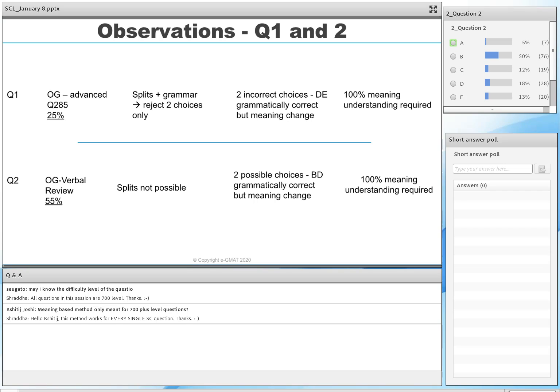All right? Split's not possible here. Two possible choices, B and D, grammatically correct, but meaning change. And that's what the test takers know. That's what they lure you in with choice D. And that is the stated error there, is the contrast has been removed. So 100% meaning is required to get to that correct answer choice.